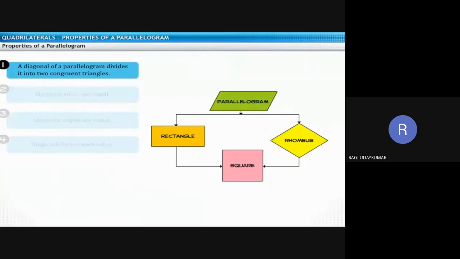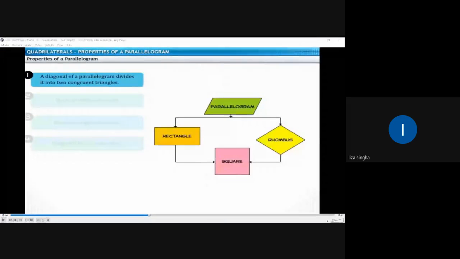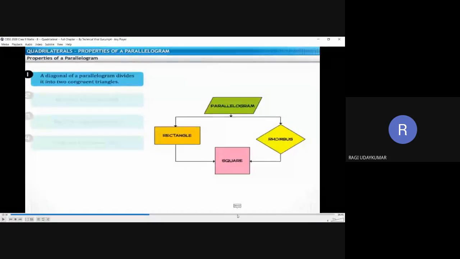The first one is what? Any one of you, read once again the property of the parallelogram. A diagonal of a parallelogram divides it into two congruent triangles. The voice is not coming properly. A diagonal of a parallelogram divides it into two congruent triangles. Okay, very good.